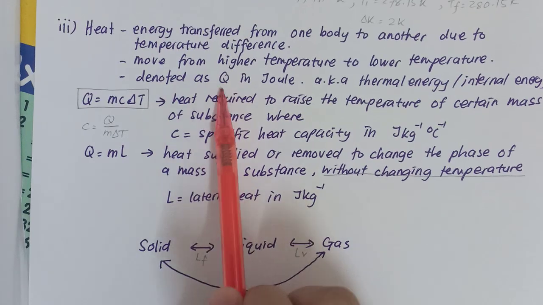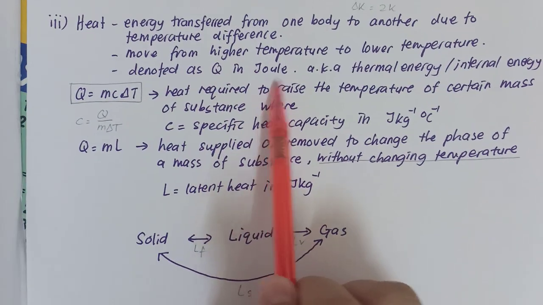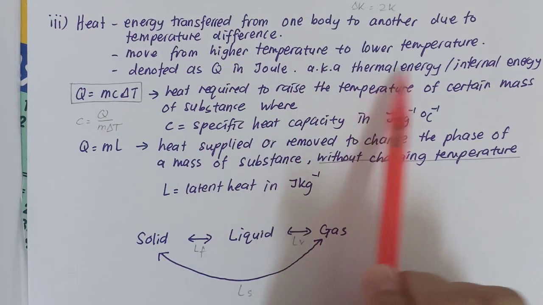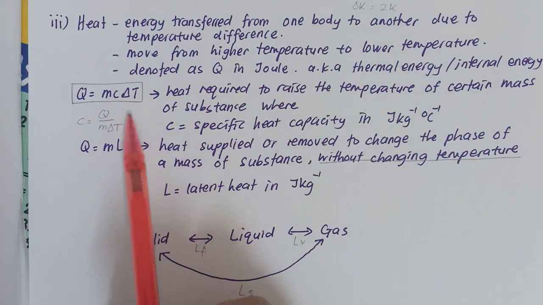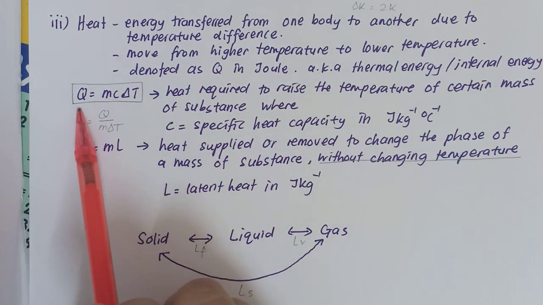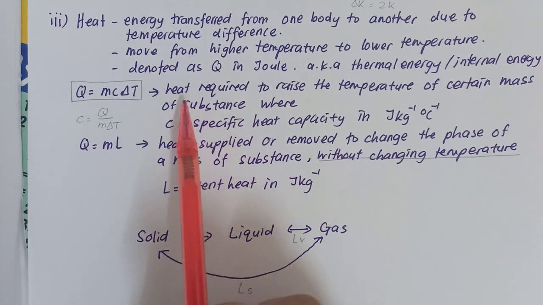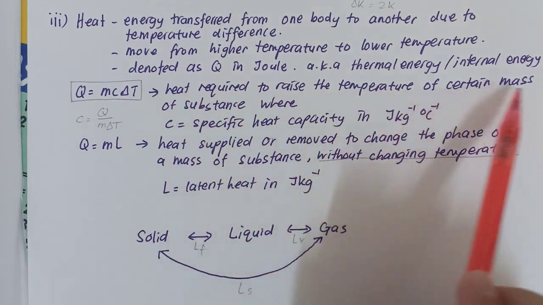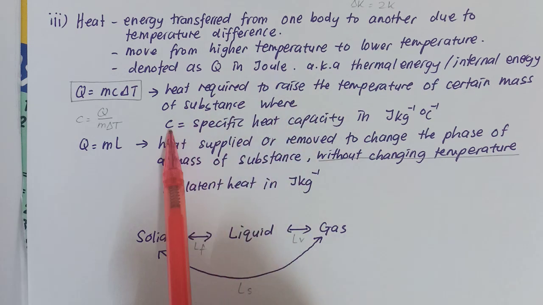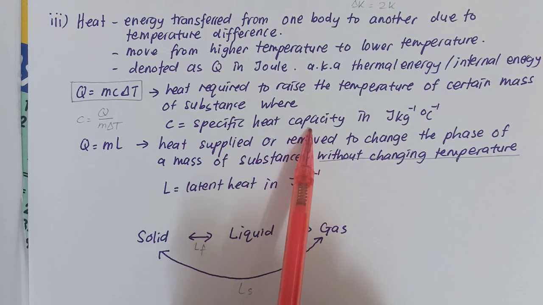It is denoted as Q. The unit is joule. It is also known as thermal energy and internal energy. There are two types of heat you can have. First, Q equals mc theta. This is the heat required to raise the temperature of a certain mass of a substance, where c is the specific heat capacity, which depends on the type of material.